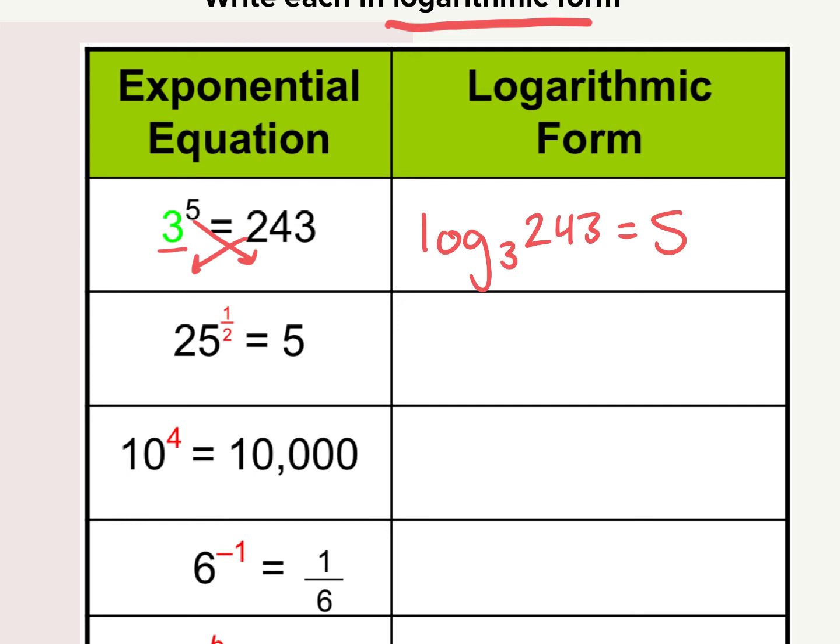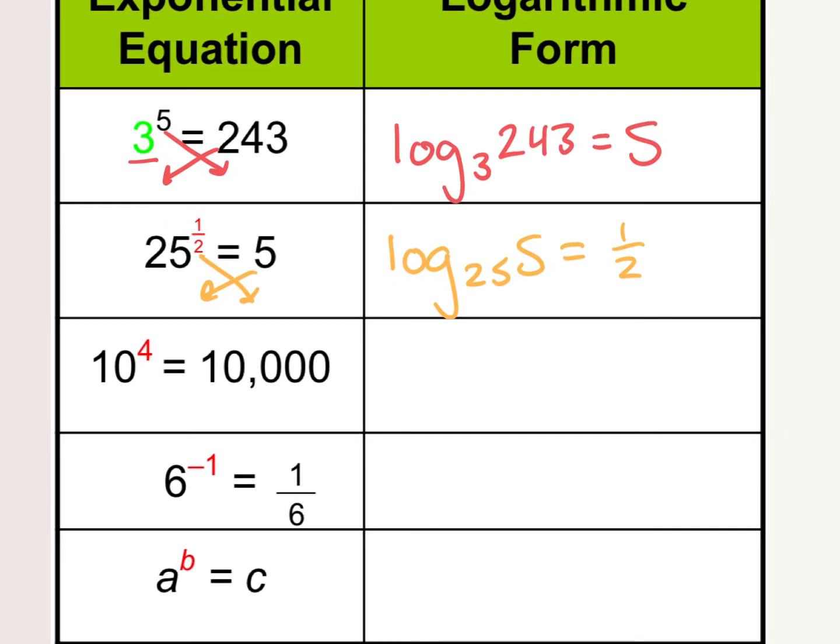All right, for the next one, what comes first? Log. So we have to start with the word log. And what's our base? 25. What would come next? 5. And then it's equal to what? 1/2. So log base 25 of 5 is equal to 1/2. Any questions here? Yes.